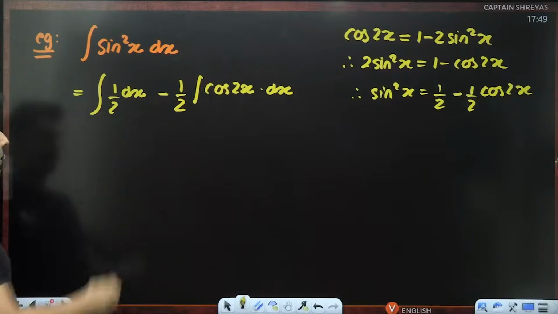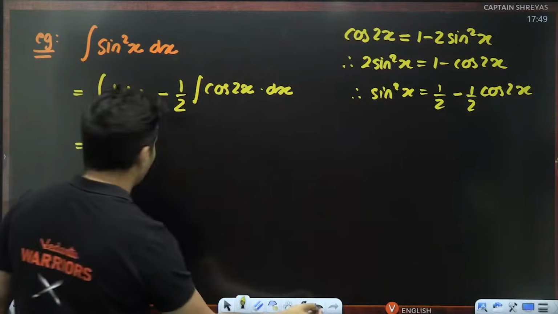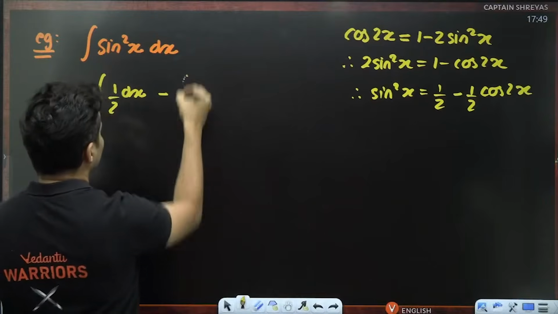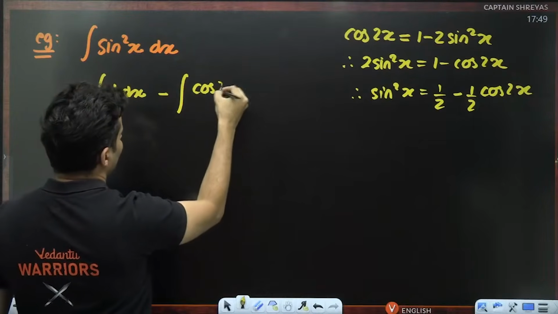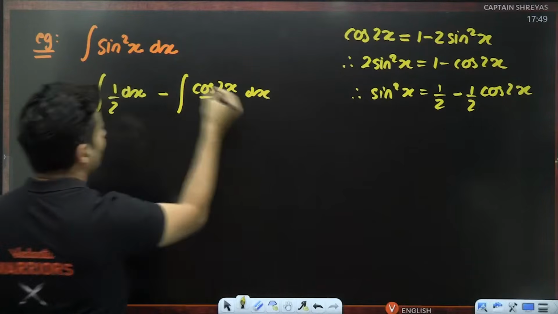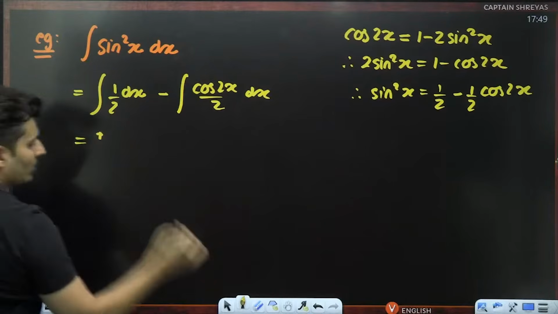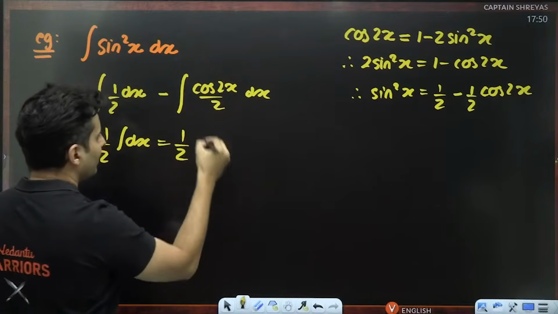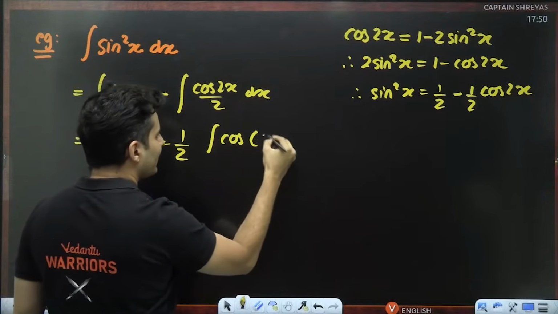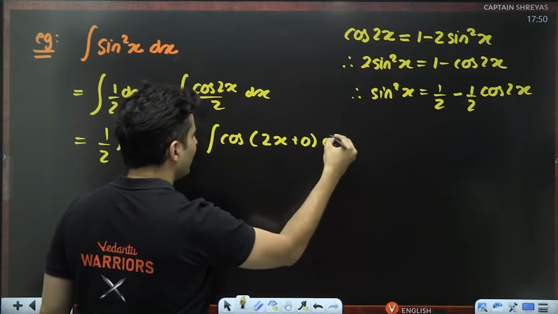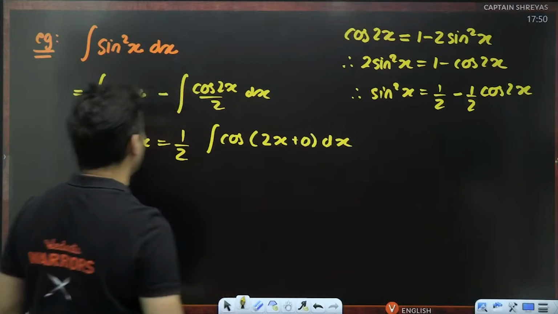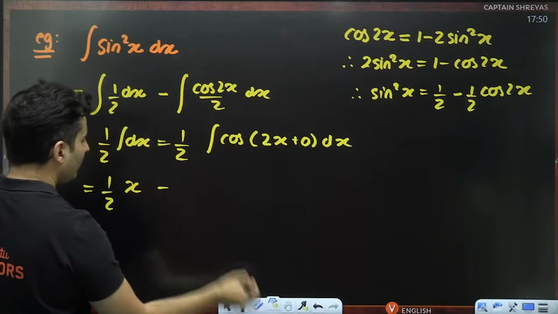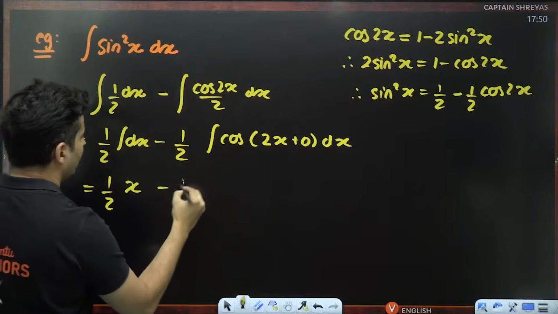Okay, I think now this is solvable. In fact, if you don't like this, I'll not skip a step. I'll write it down like this: half cos 2x, take that half outside. So this is half integral dx, minus half integral of cos of 2x. Instead of 2x, write it as 2x plus 0, so that you see it is ax plus b form. What is integration of dx? It is just x. Correct. It is just x.